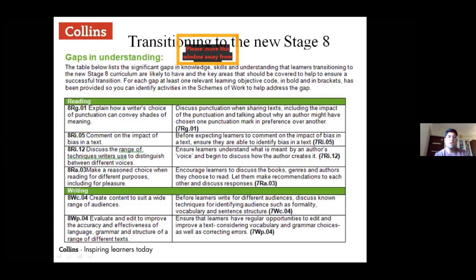Okay, writing styles, create content to suit a wide range of audiences. So of course, we talk about purpose and audience eventually. Different kinds of audience, identifying audience, formality, the register that is needed. So while writing, they must ensure that they use a wide range of sentence structures and not use non-standard English or colloquial English to just somehow scribble their thoughts. That might not be necessary.